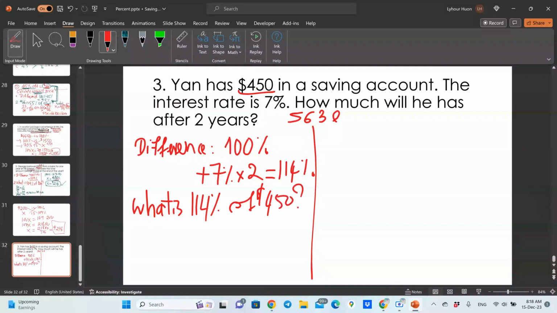So now we write the general formula: is over of equals percent over 100, right? And what are we looking for? We're looking for how much he has after 2 years. Yeah, how much we have after 2 years is. Okay, so we're looking for is. So let's say is x.